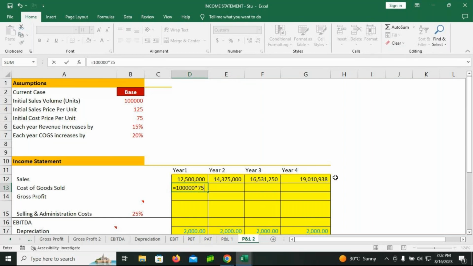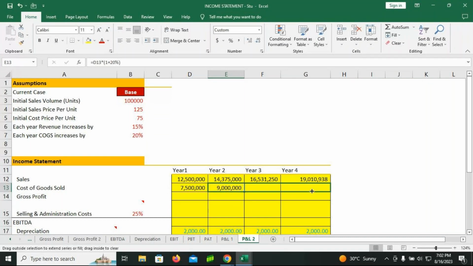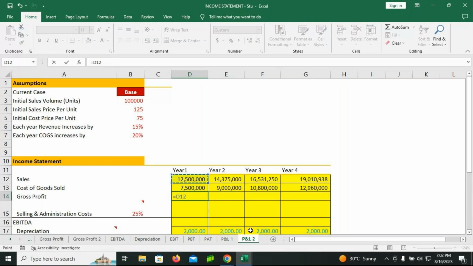Into 75 rupees. Now here they are telling the COGS is increased by 20% from year to year. So I will take the previous year value into, open bracket, 1 plus 20%, close the bracket, enter. Now I'll come here and apply the fill series. Now gross profit equals sales minus COGS.